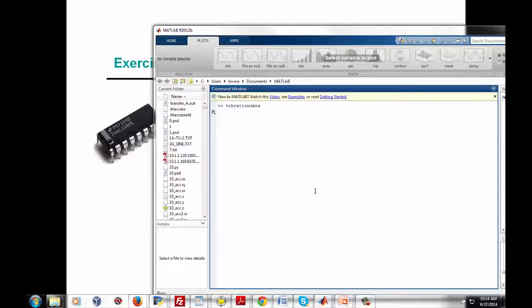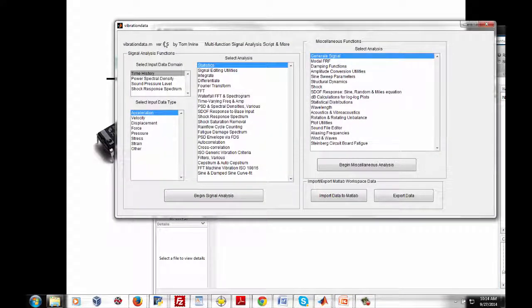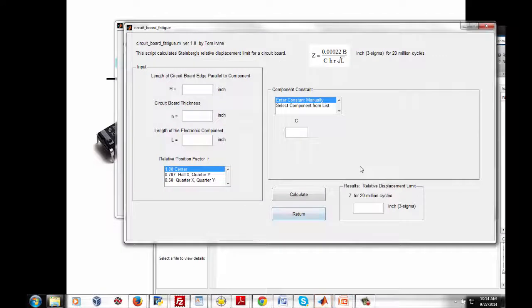So let's go to vibration data. And let's see what version we're up to this week. So 6.5. And here we have under miscellaneous Steinberg circuit board fatigue. So let's click on that. And here's the Steinberg formula. You've seen that before. So this script calculates the Steinberg relative displacement limit for a circuit board in inches. And this is the inch 3 sigma for 20 million cycles.